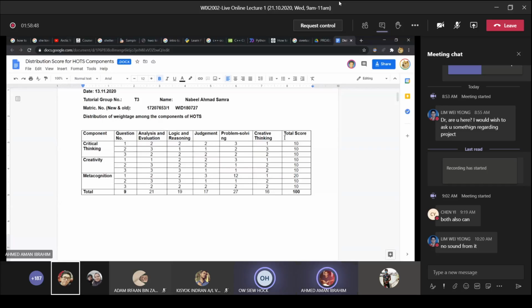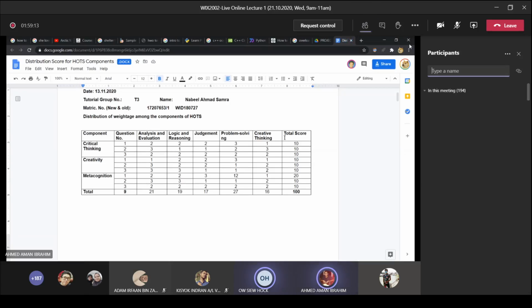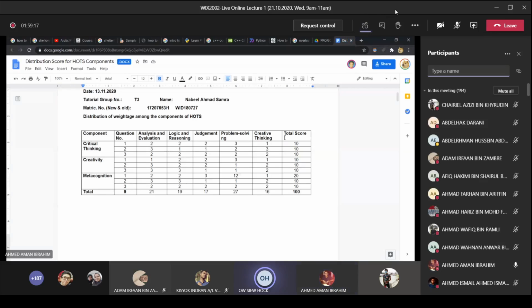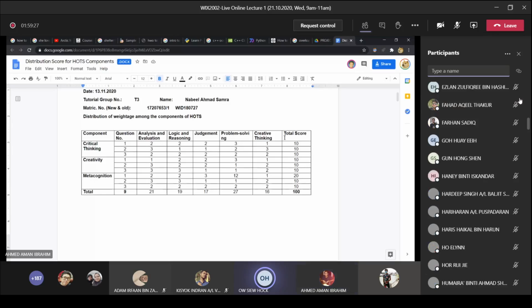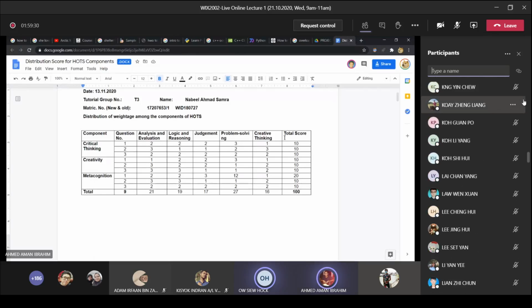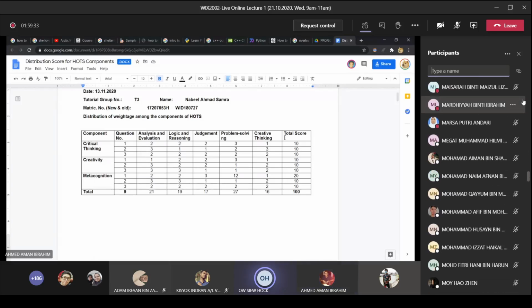You understand? Yes, Doctor. So meaning that you focus on what is the highest, what is the lowest. But you can also look at the general trends. After you finish all, then you can see whether there's a balance in the number of students who assessed whether all the critical thinking 3 questions, creativity 3 questions, metacognition 3 questions, a total of 9 questions, cover all these aspects here. The analysis and evaluation, they all got percentages, and then logic, reasoning, judgment, problem solving, and then creative thinking. They are all covered based on these 9 questions. All these aspects are covered in this HOTS assessment. That means it is balanced.